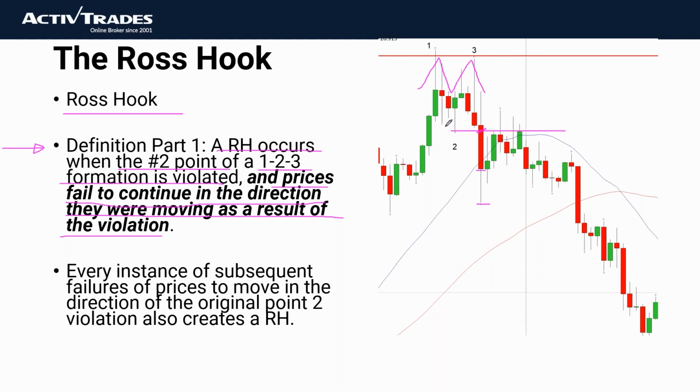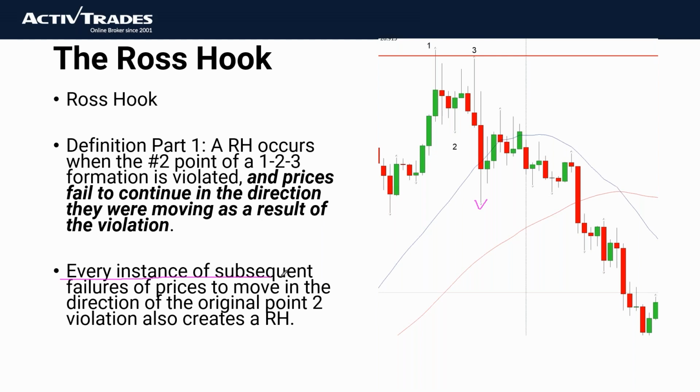But the Ross hook is formed, okay? Ross hook is formed when price fails to continue in the direction it was moving. So if we look at the next candle here, what I would be expecting is I would be expecting price to continue down, okay? But when it doesn't, that is what creates a Ross hook. So let me just draw this in, okay? This now becomes a Ross hook. That becomes a Ross hook.